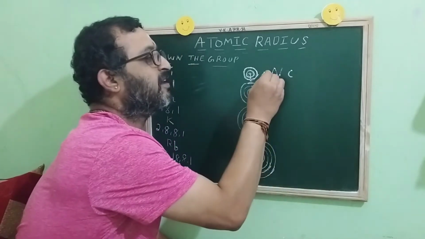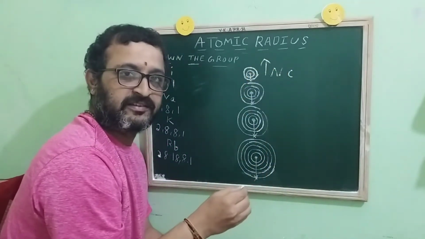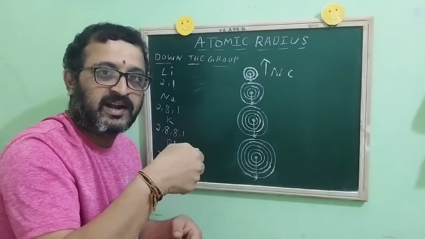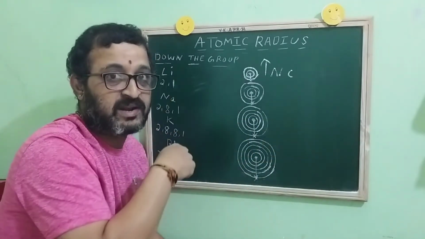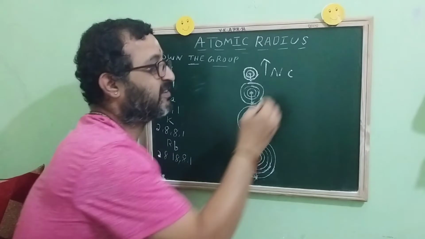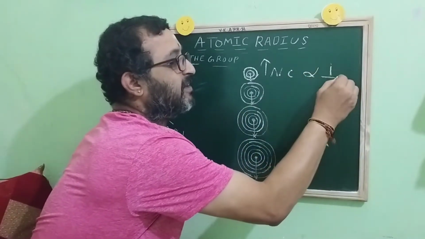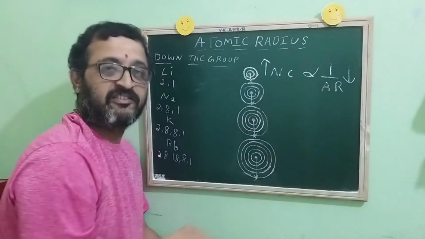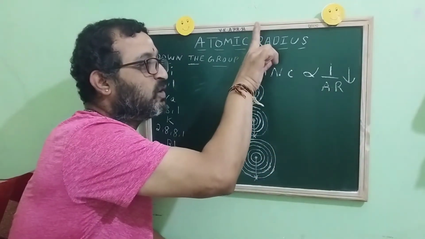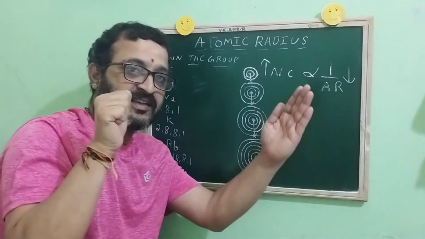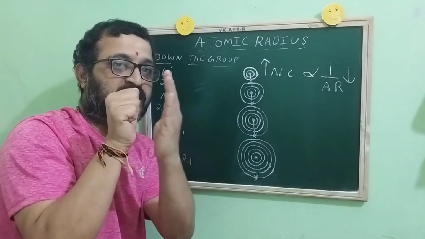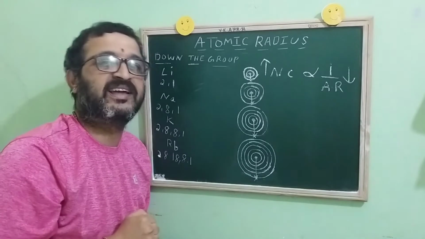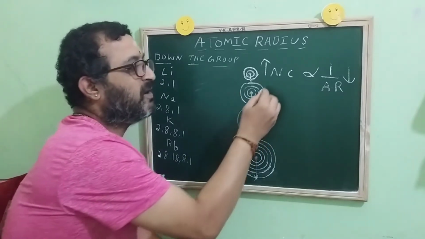As the nuclear charge increases, the electrons in the outermost shell are pulled with what? Greater force, and the size of the atom is going to what? Decrease. Can we say that we have an inverse relationship like this? Nuclear charge increases, the electrons in the outermost shell are pulled with greater force, the size of the atom is going to what? Decrease, right? Now, what is the next factor?